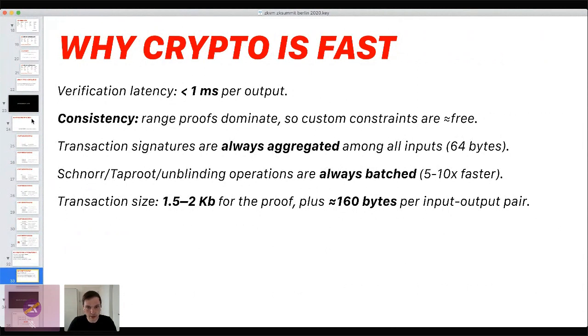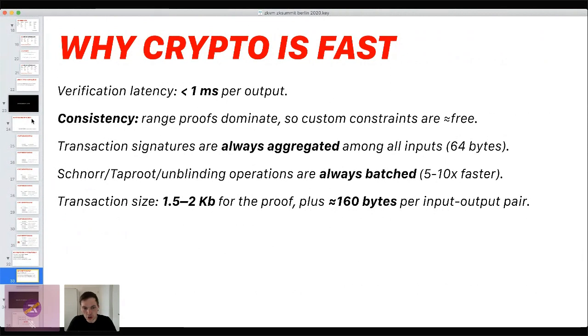And the cool part is that this performance is consistent, meaning that the range proofs that you have to do in the outputs to prove that the numbers are not negative, they dominate the performance, and all your custom constraints in the contracts, they kind of come for free, unless you build something super complicated in the custom contracts. So your performance characteristic is pretty predictable, no matter whether you use the contracts or not, really.